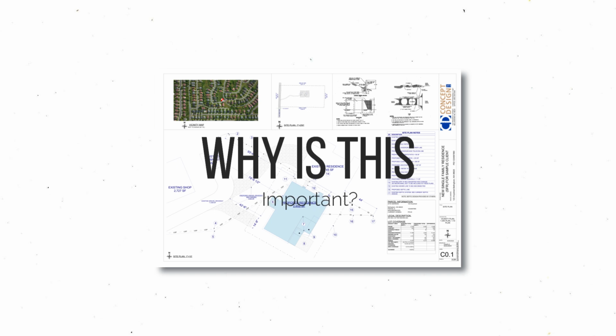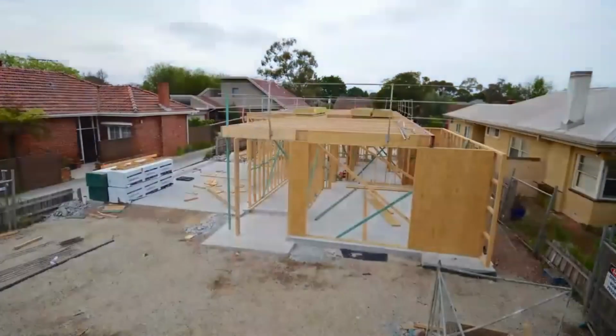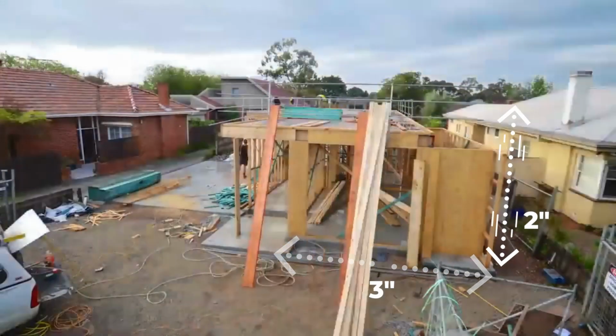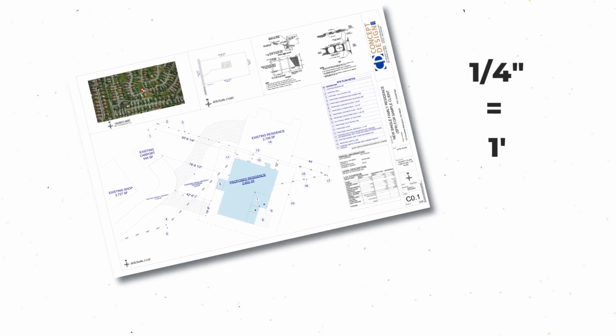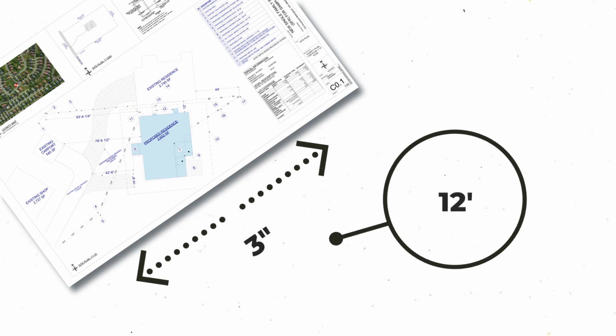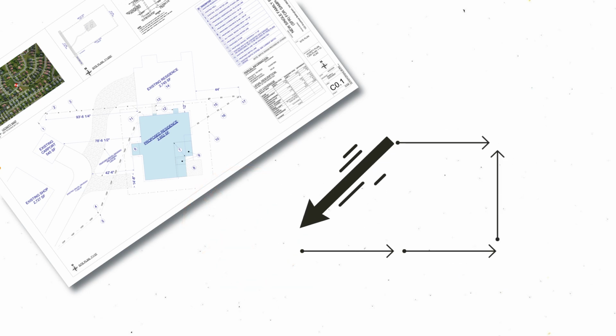Why is this important? Well, imagine you're building a house. You look at the blueprint and see that a room measures 3 inches wide on the paper. Without knowing the scale, you might think it's 3 feet wide in reality. But if the scale is a quarter inch equals 1 foot, that 3-inch wide room on the paper is actually 12 feet wide in real life. Get the scale wrong, and you could end up with a room that's way too small, or worse, a project that doesn't fit together at all.